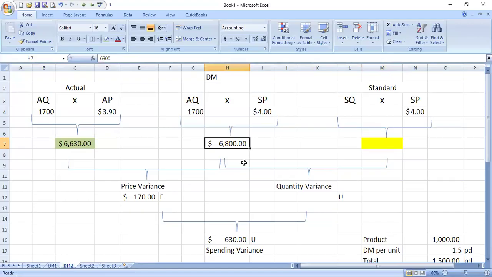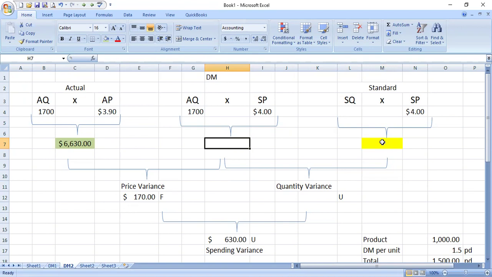So I can even eliminate this number. You don't need this number, because you have the spending variance and you have the actual. So you should be able to get the 6,000, because it should naturally build up and go here. But that's how the questions are given, and that's what I want you to understand.